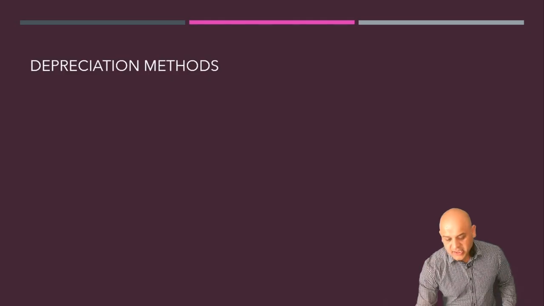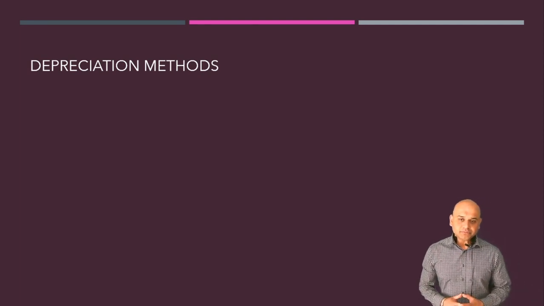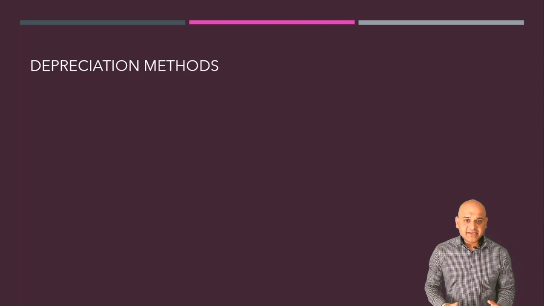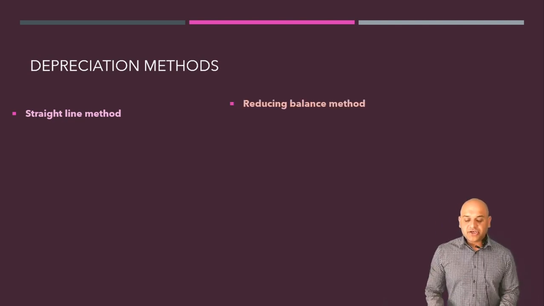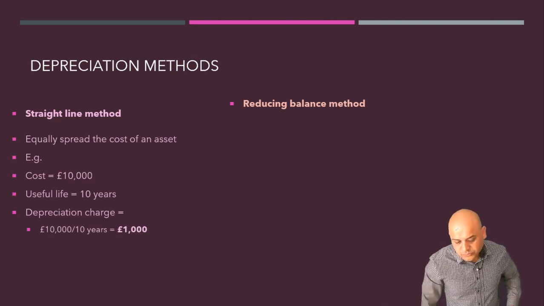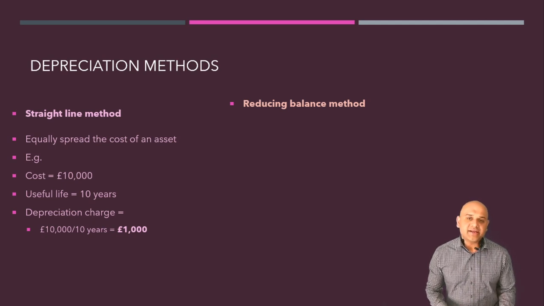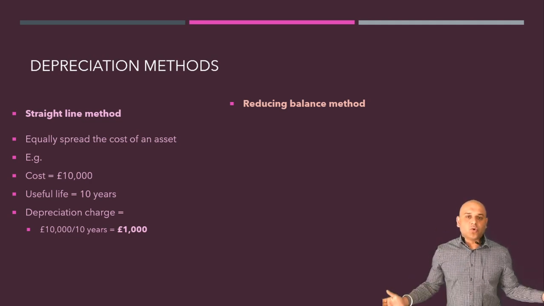Now let's look at different types of depreciation methods. Although there are many depreciation methods, we will focus on two main ones as you are more likely to encounter them during your studies. These are the straight line method and the reducing balance method. So we're going to go for the straight line method first of all. It's simple, it's easy, it's very straightforward. All we have to do is to spread the cost of an asset over its useful life in equal installments. Every year it's going to be the same, no change.